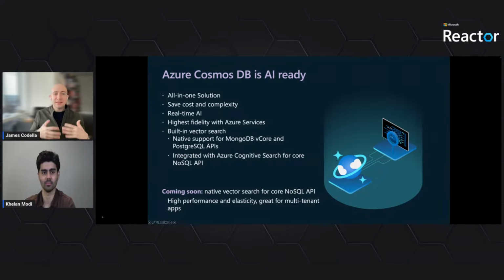So we have built-in native support for vector indexing and vector search in 2 Cosmos DB offerings: Cosmos DB for MongoDB vCore and Cosmos DB for Postgres. For our NoSQL API today, we say you should integrate with a service like Azure Cognitive Search, which is now known as Azure AI Search, to do the vector indexing and vector search. But coming soon, we will have native vector search for our core NoSQL API, enabling very high performance and elasticity, really great for multi-tenant applications. So we'll have native vector search support in Cosmos DB NoSQL as well.